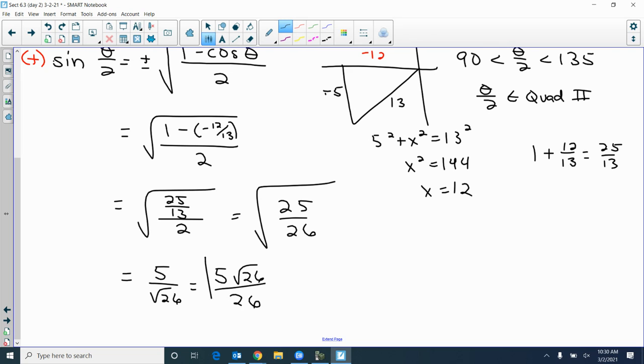And this is what you should get for that first one. 5 square root of 26 over 26. And for that.